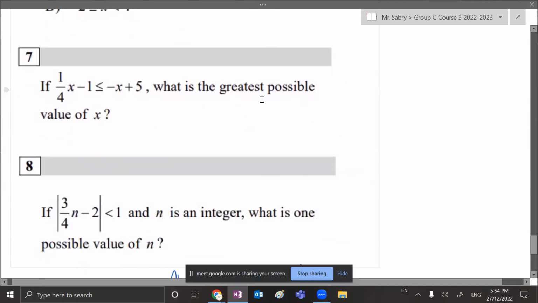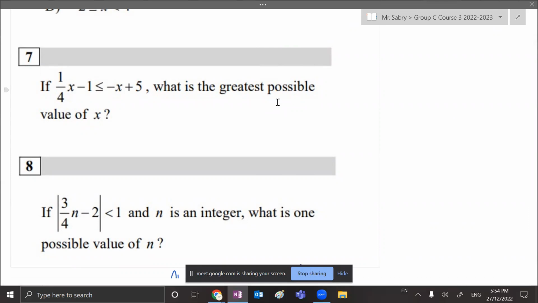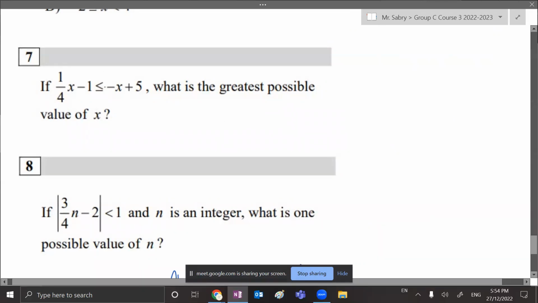Moving on to number 7, 1/4x minus 1 is less than or equals to -x plus 5, and you're asked what's the greatest possible value for x. So it's just like an equation where we're going to move the x's. Here we move, as I said, the smaller x, which is the -1, towards the bigger x, so that the x would remain positive. So 1/4x plus x, and then the inequality sign, and then the 5 as it is, and then this -1 goes to the other side as +1. 1/4 plus 1 would become 5/4.